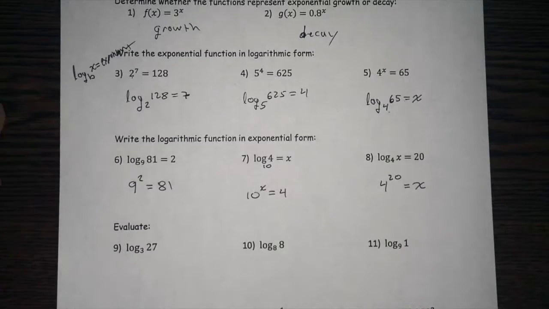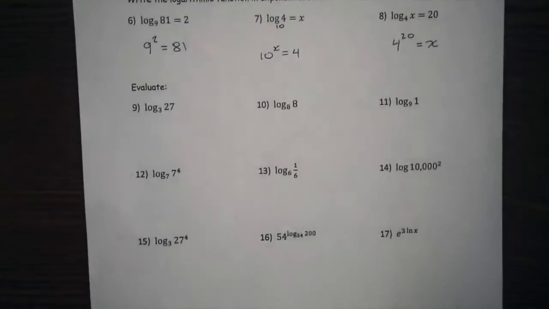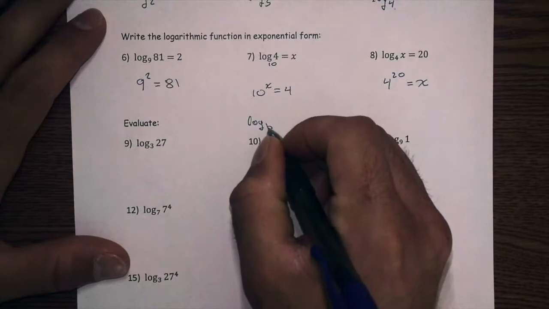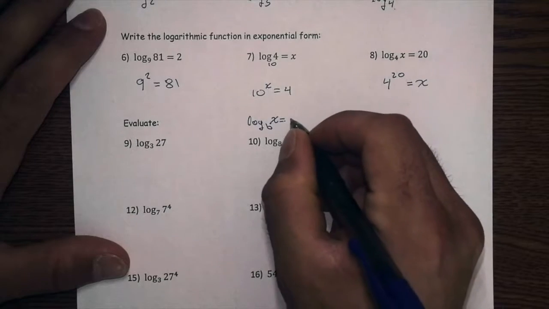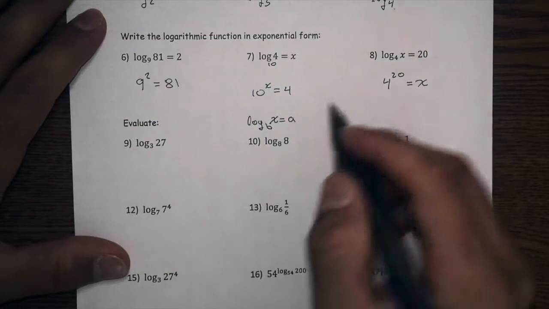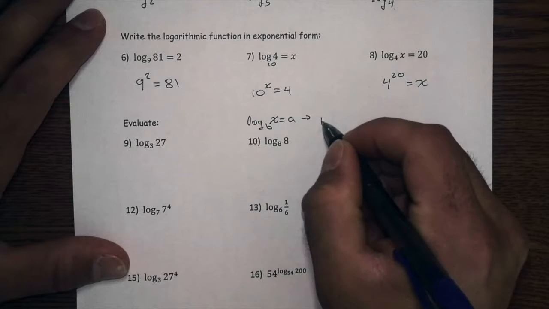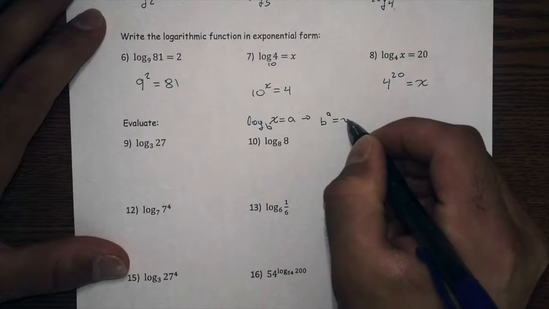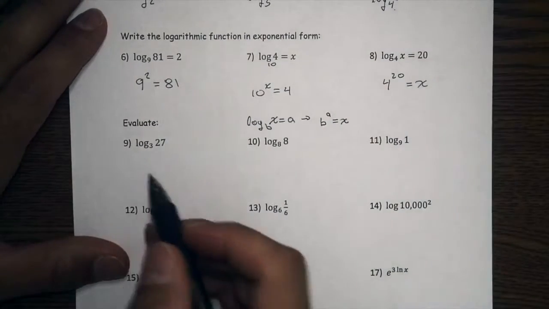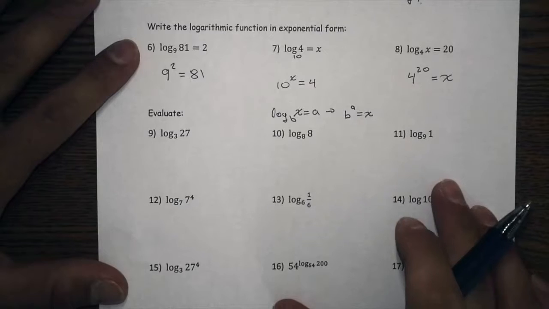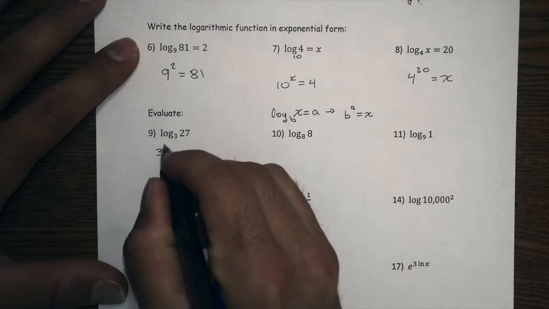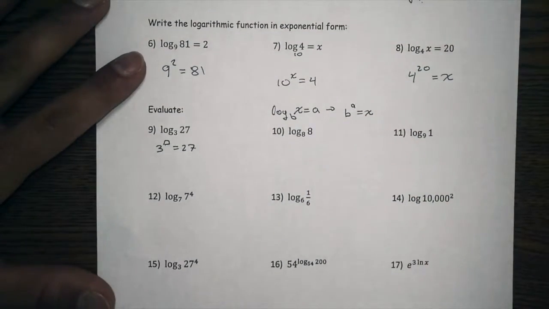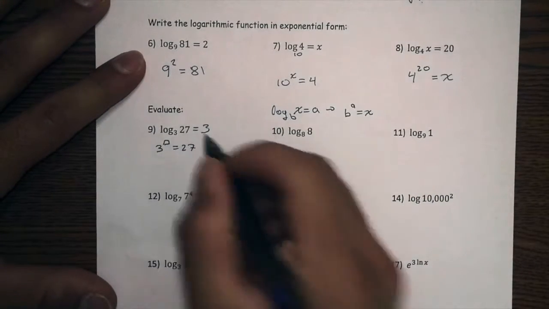Now we have to evaluate these. So we have to remember here, if I was to write log base b of x equals a, it doesn't matter what we say here. This is the same as saying what? b to the power of a equals x. So for number 9, what we're really asking ourselves is 3 to what power equals 27? Well, 3 to the 3rd is 27.